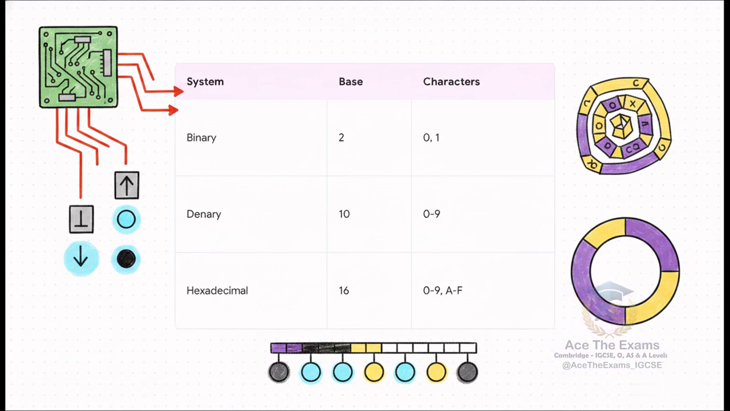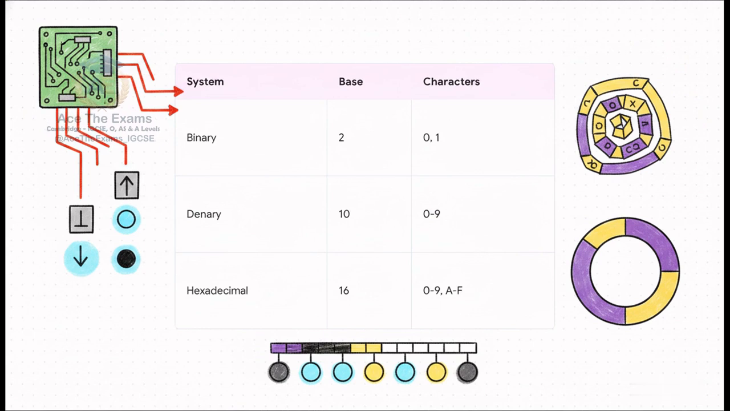Now, our student Alex memorizes this table perfectly. But when an exam question asks, explain why hexadecimal is used instead of binary, Alex just writes, hex is base 16 and uses letters A through F. Red pen, 0 marks. Why? Because Alex didn't answer the command word explain why. Alex just stated a fact.